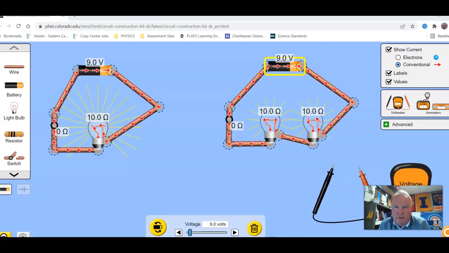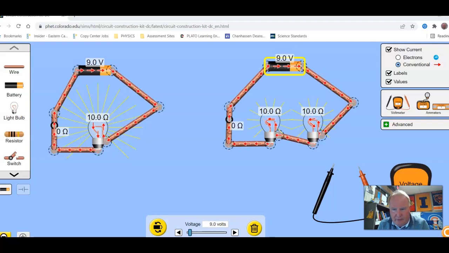So first of all, I have up on the screen two circuits. The one is one battery with one light bulb, and the second is one battery with two light bulbs. The first thing that we should notice right away is that the circuit with two light bulbs has bulbs that are dimmer than the first one.